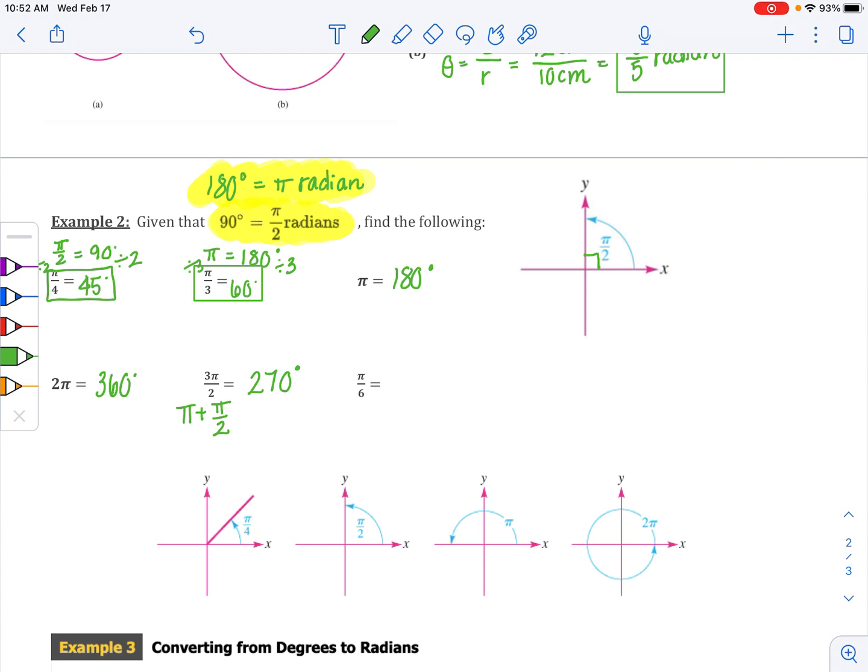Pi over 6, I'm going to still use the pi equals 180 conversion. How do I get from pi to pi over 6? Divide by 6. So we'll get 30 degrees.